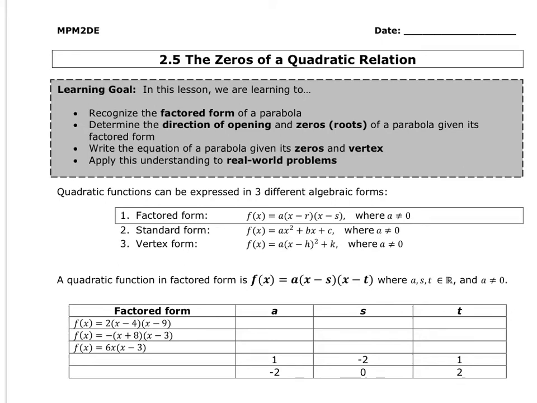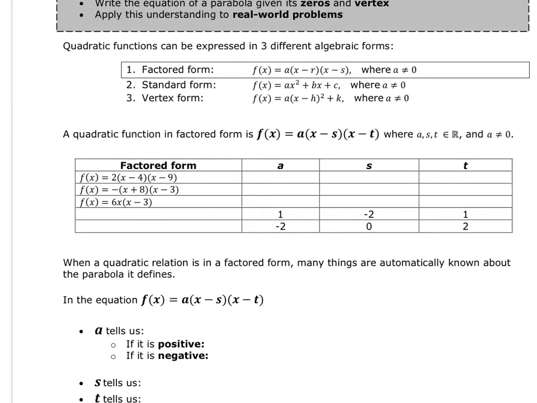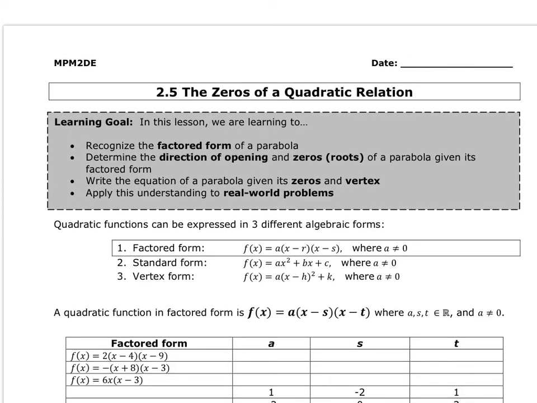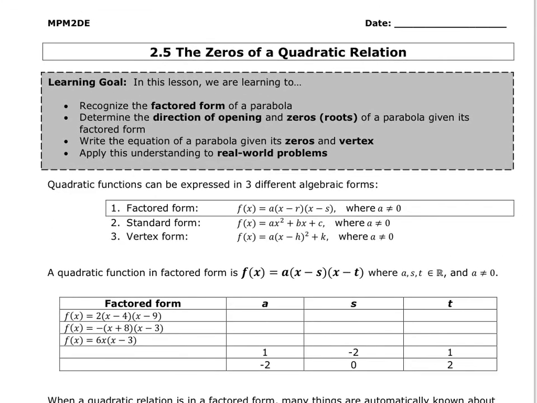This is lesson 2.5, the zeros of a quadratic relation. You should have this handout in front of you. If you don't, go grab it from the teacher at the front of the room. Okay, so this is what we're doing in this lesson.